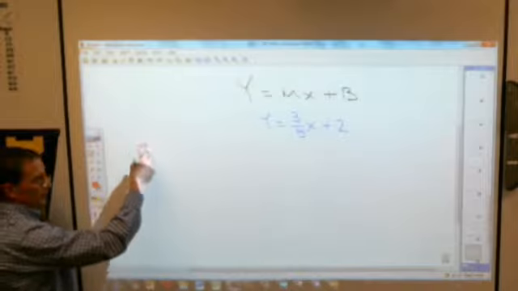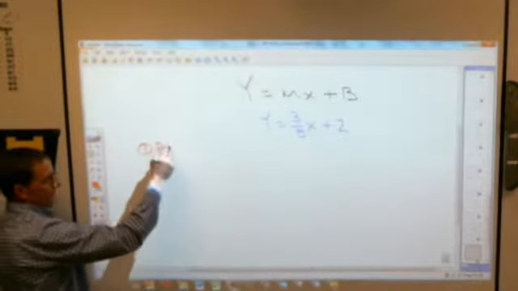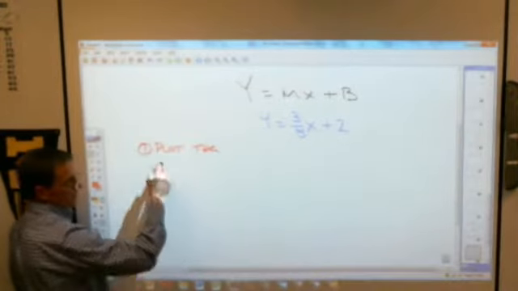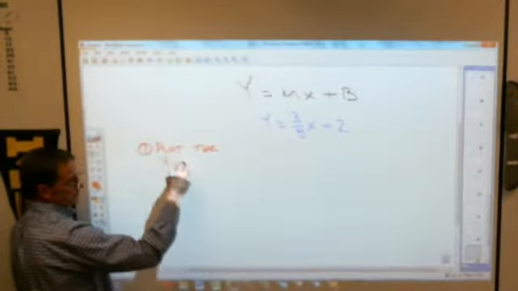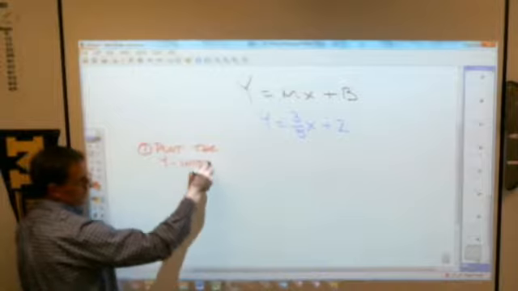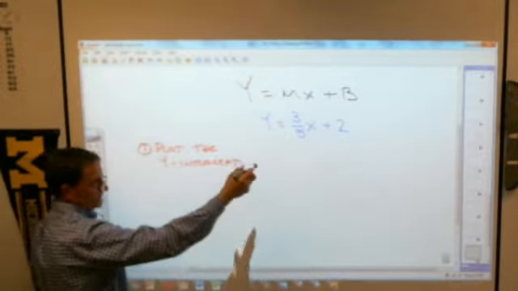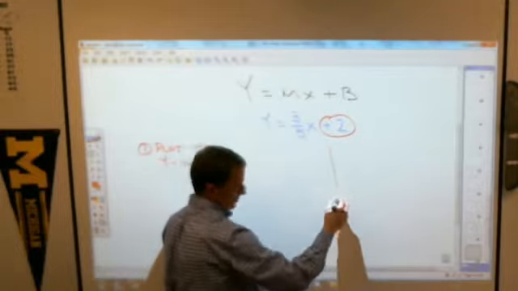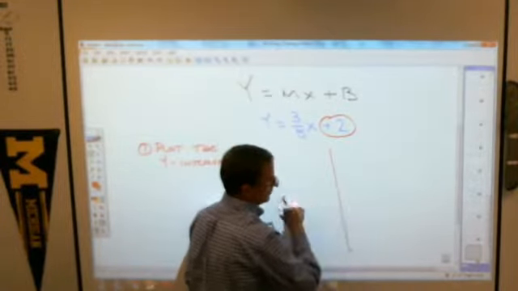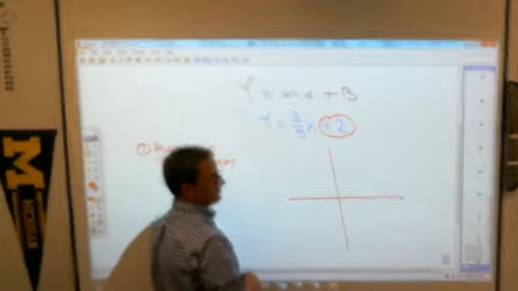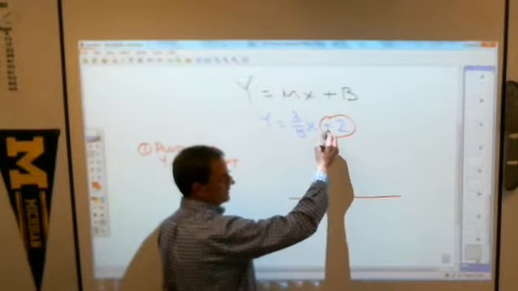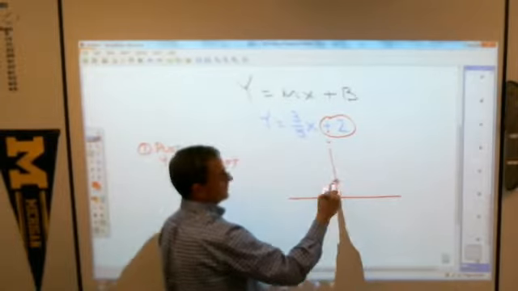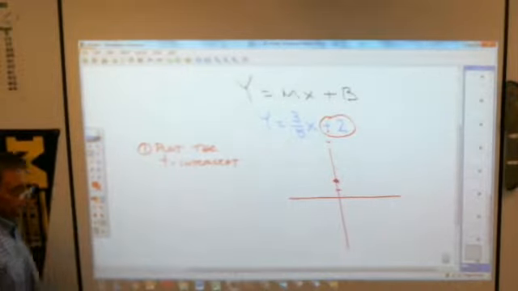Number 1, plot. Did we do this already? Yes. The y intercept. And again, that is this number right here. So you have your graph at where y is plus 2, you put a dot. That graph will fall there.